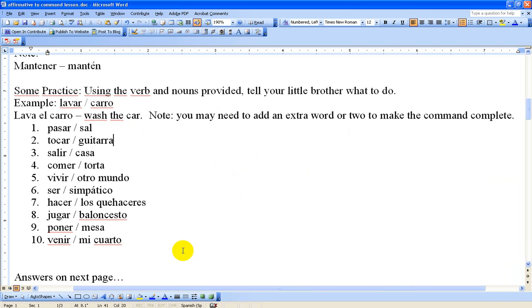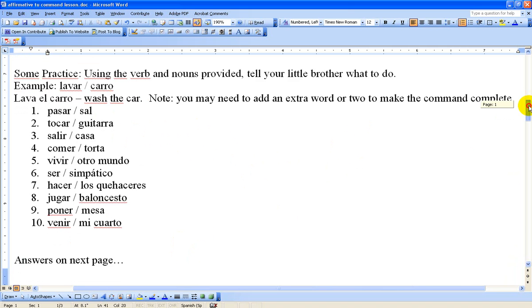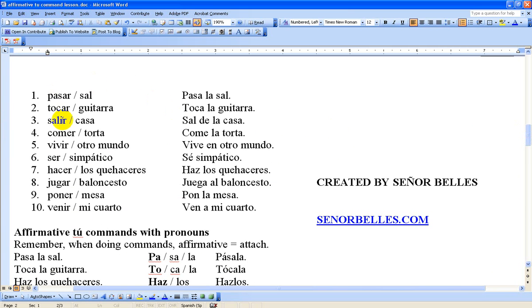Okay, so number one, the answer's on the next page. Let's just go look at that. Okay, so I've got the original thing here and then the answers. I'm just going to read the answers to you, and if you have any questions about any of my answers, just leave them in the comment box and I'll get back to you, okay?